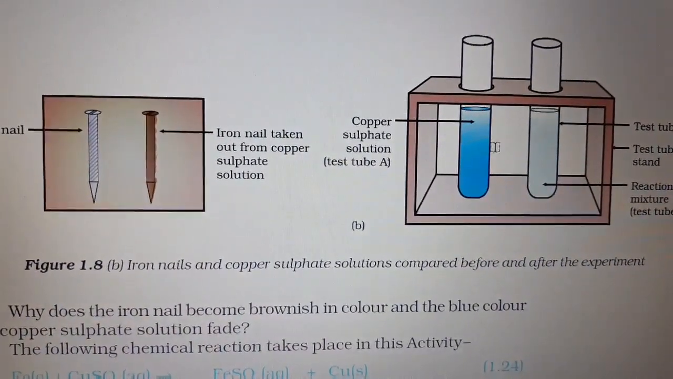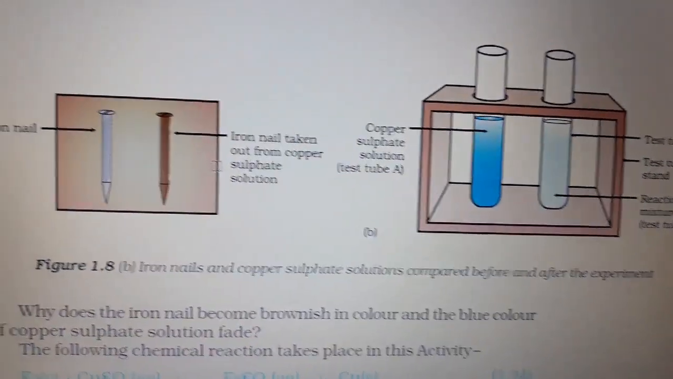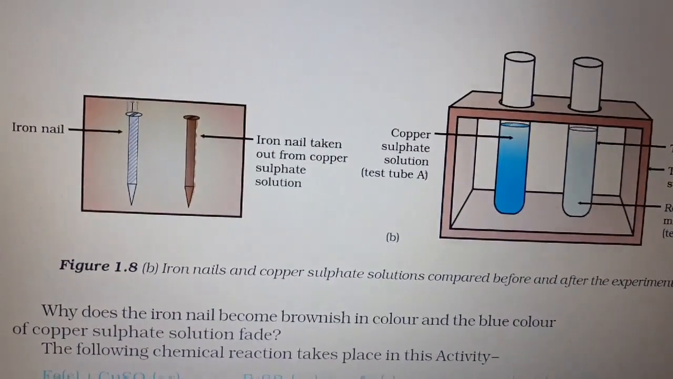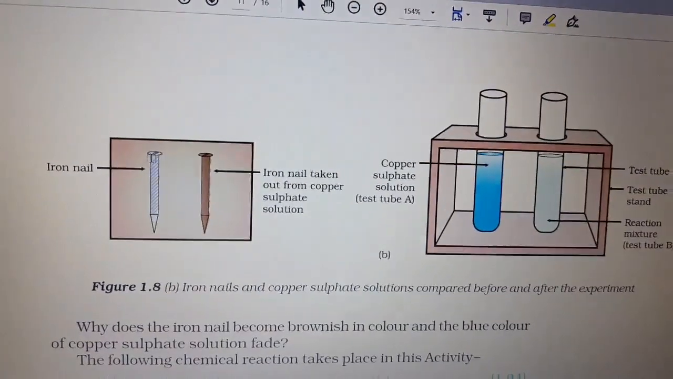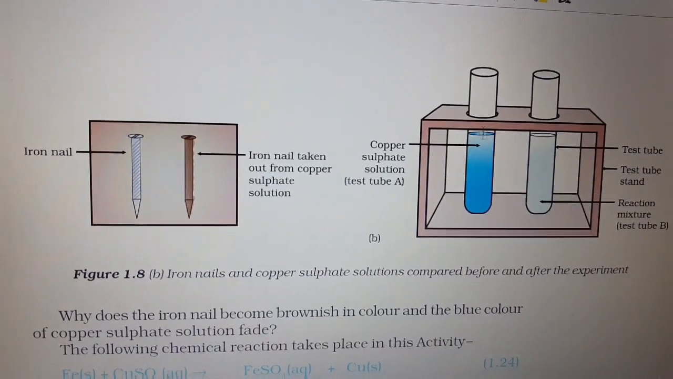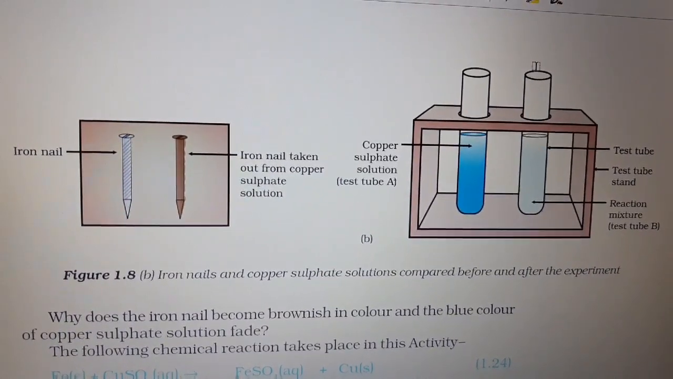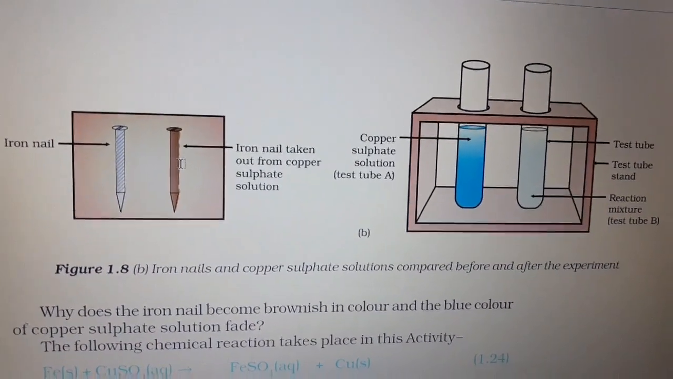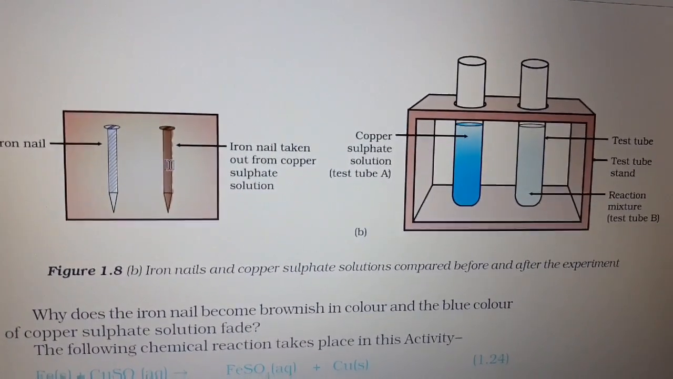So initially copper sulfate solution was there, and in the other reaction mixture, test tube B, initially an iron nail was there. When I put this iron nail into this solution of copper sulfate, please observe carefully, the final product will be this solution, that is iron sulfate, and this means indirectly whatever copper is being displaced from copper sulfate will get deposited over the surface of iron.